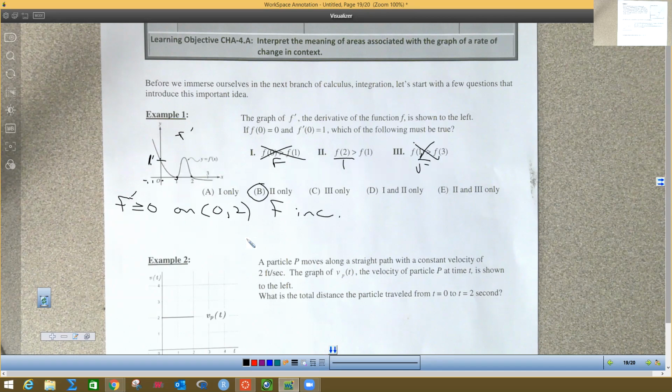Okay, and we're also going to start talking about area. If you look at the area under this part and the area under this part, the area here is a lot more than the area there, which means we're rising more than we're going down. And I'm going to talk about why area is important right now.